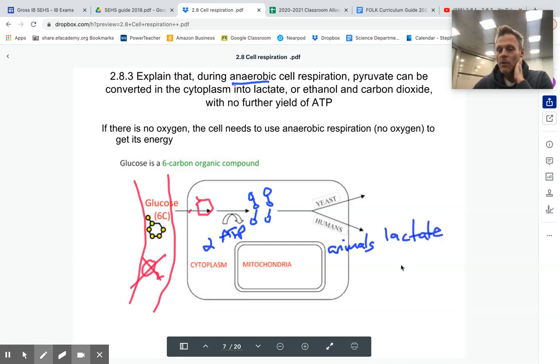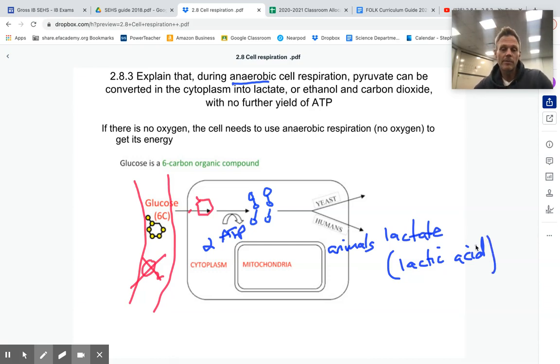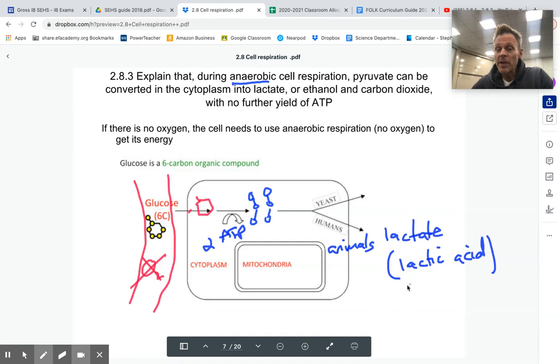Lactate, or sometimes you might hear it as lactic acid. When you exercise and you've got muscle pain in whatever you're exercising, arms or legs, that is the presence of lactic acid. That will make you feel that pain. So anaerobic respiration in humans and other animals is glucose broken down into pyruvate. We get a little bit of ATP, and the waste product is lactic acid.